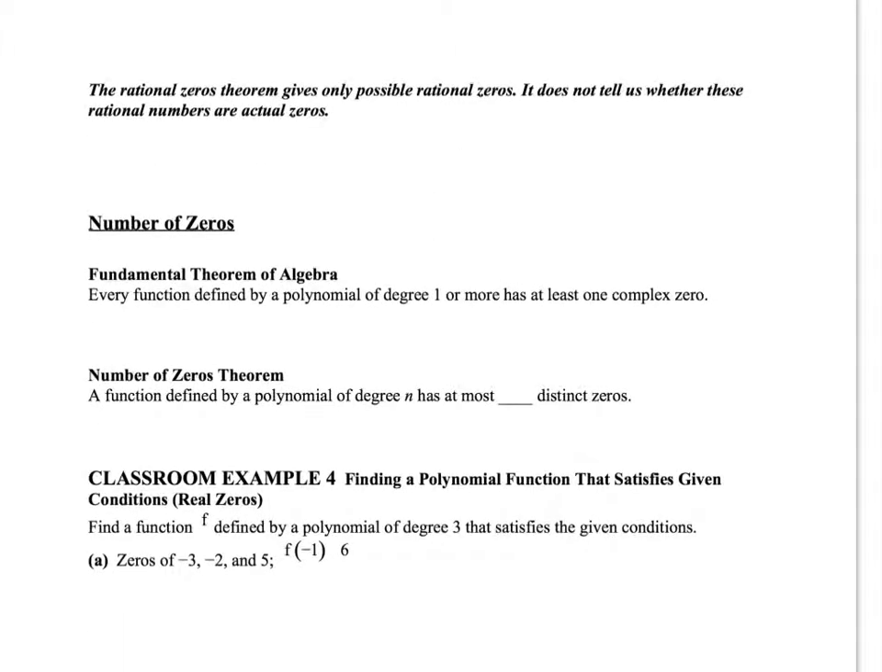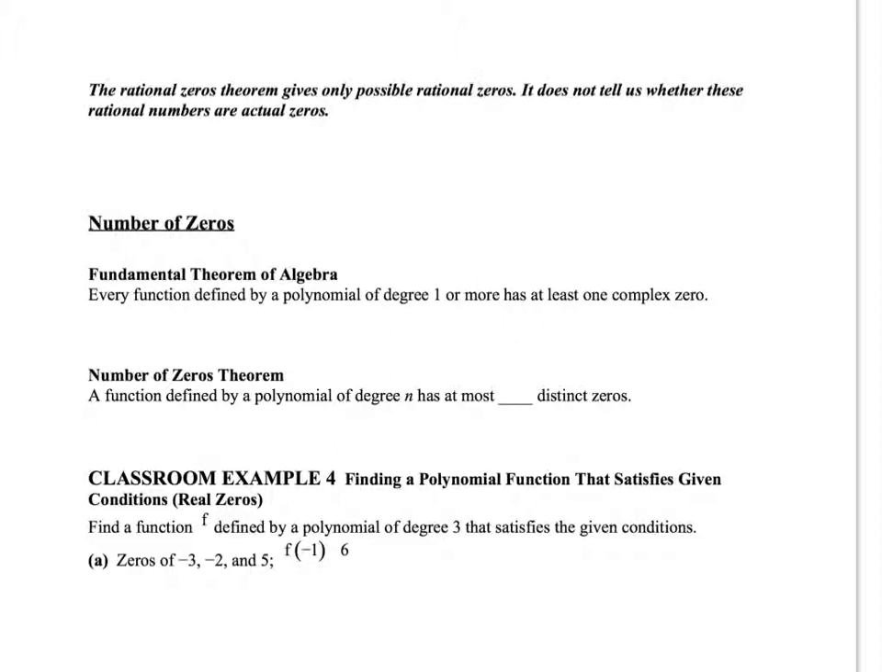Now, in the fundamental theorem of algebra, here's what we know. Every function defined by a polynomial of degree 1 or more has at least one complex 0. Remember, our complex numbers are the ones that have an i. They have a square root of negative 1 involved somewhere. We're not going to actually work with factoring those, but we could. So it's just to let you know that you will have complex zeros if you look for them.